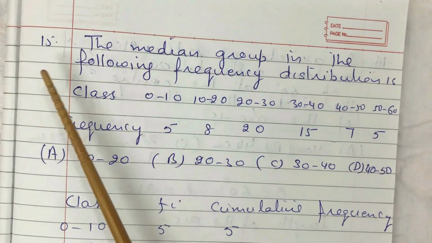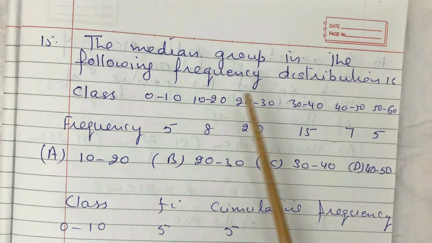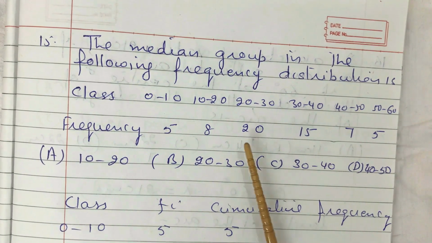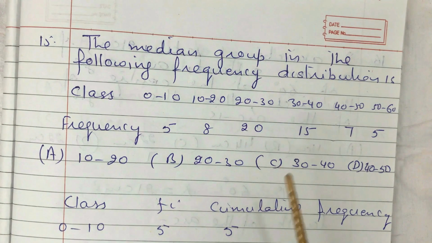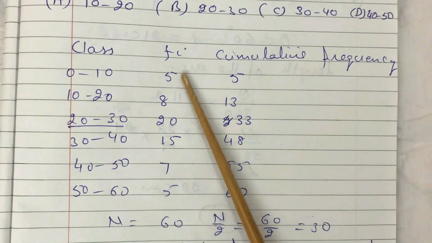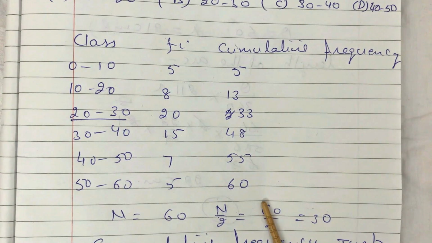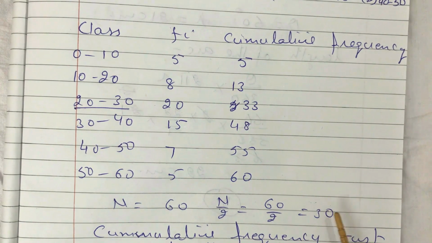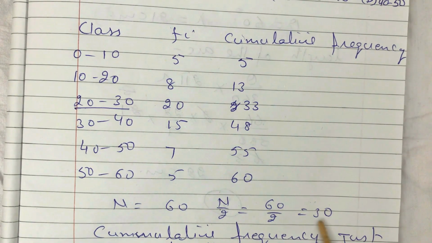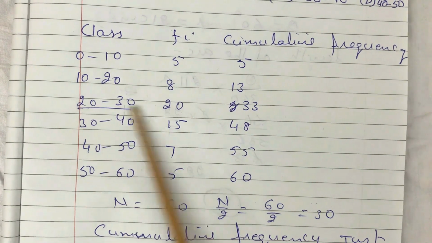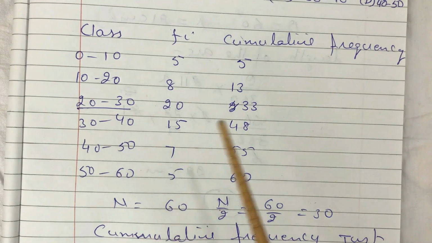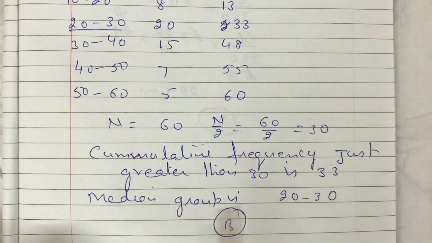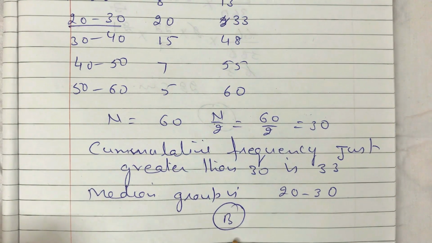Now 15th question. The median group in the following frequency distribution is. Class is given. Frequency is given. We are to find the median group. So here class is written. Here frequency is written. Write cumulative frequency. Here n is 60. n by 2 is 30. And in the cumulative frequency, the number which is more than 30 is 33. So this is the line. So 20 to 30 is the median group. So cumulative frequency just greater than 30 is 33. So median group is 20 to 30. That is B is the option.